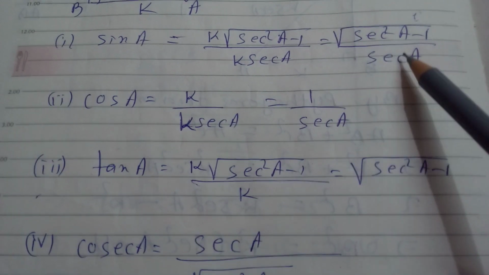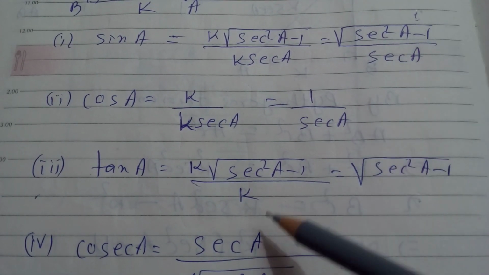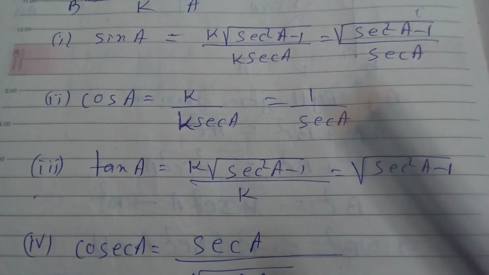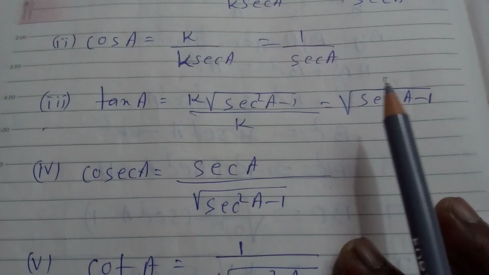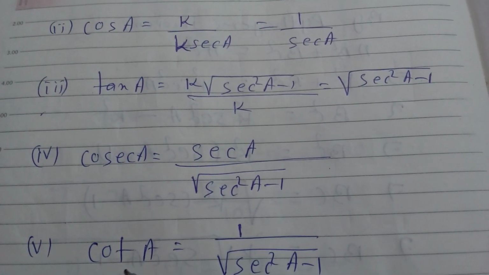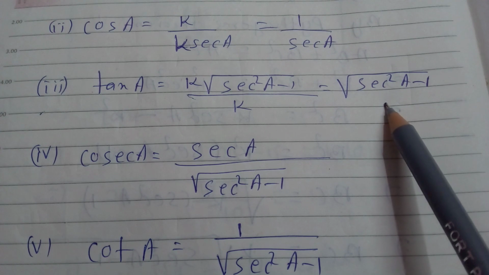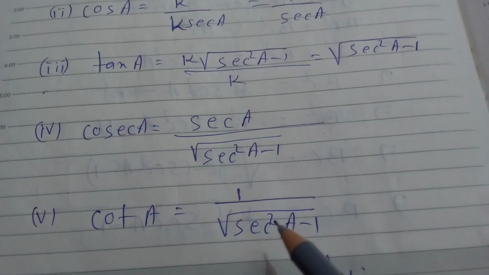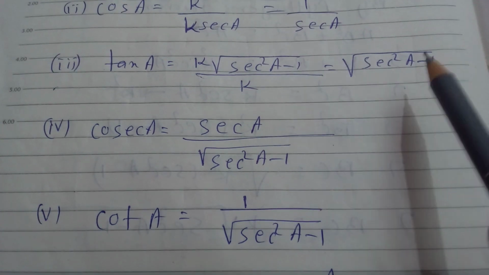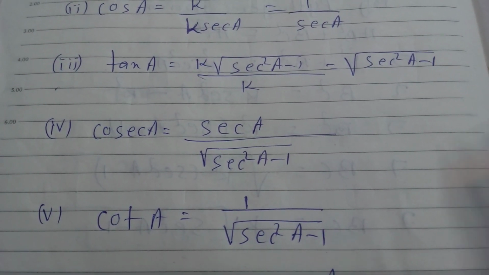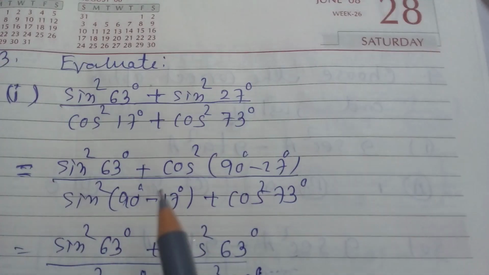So cosec A will be equal to sec A by root under sec square A minus 1. This is cosec A, because cosec A is the reciprocal of sin A. And cot A is the reciprocal of tan A. So tan A we have got root under sec square A minus 1, so cot A equal to 1 by root under sec square A minus 1. Now next, question number 3.